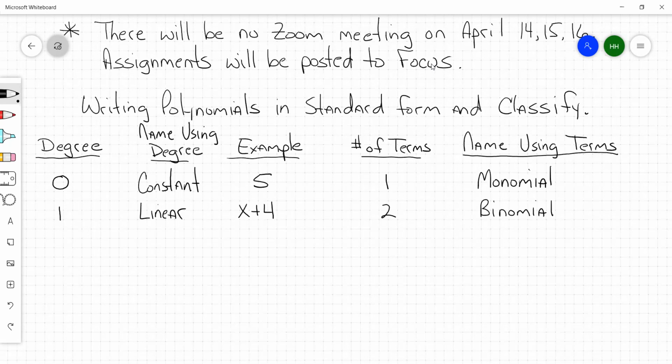Now, where this degree is coming from is the exponent of the variable. This variable right here is x to the first power. But when x is raised to the first power, we don't write that 1. It's implied. Just like we don't write the 1 in front of the x. It's implied. All right? So this degree of 1 is the power of the leading term.